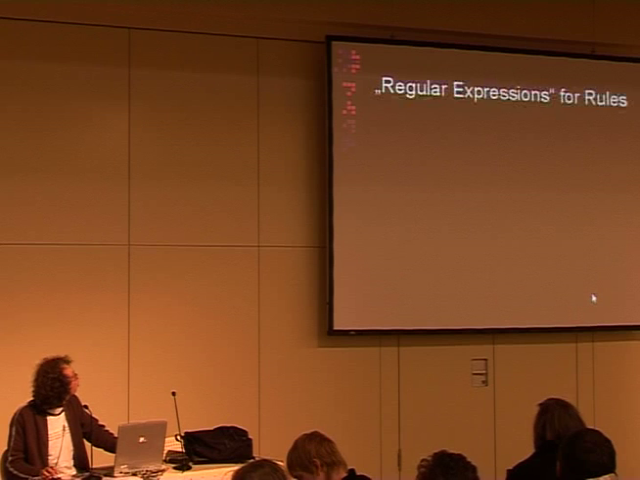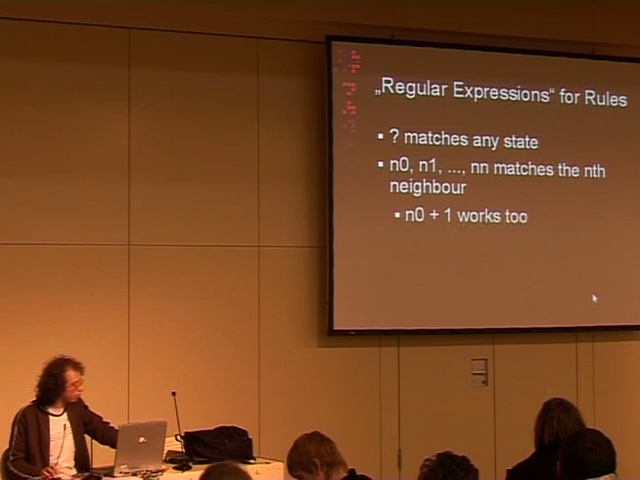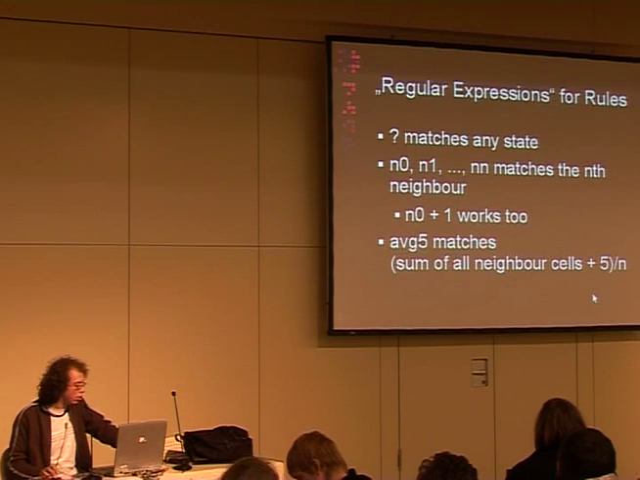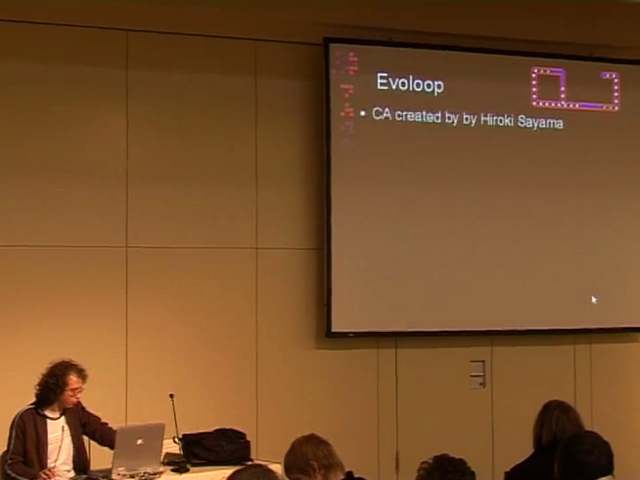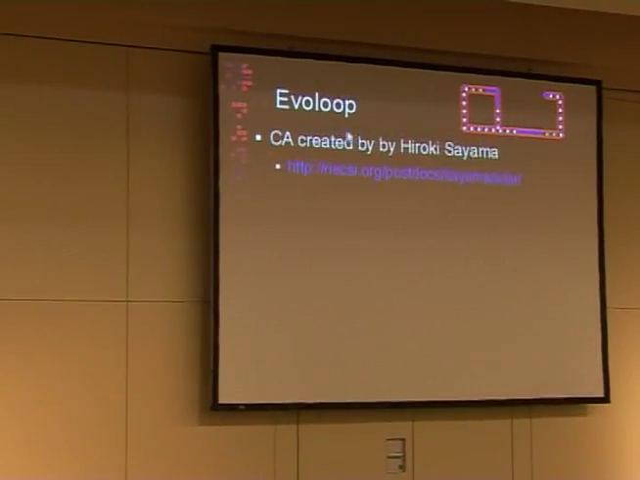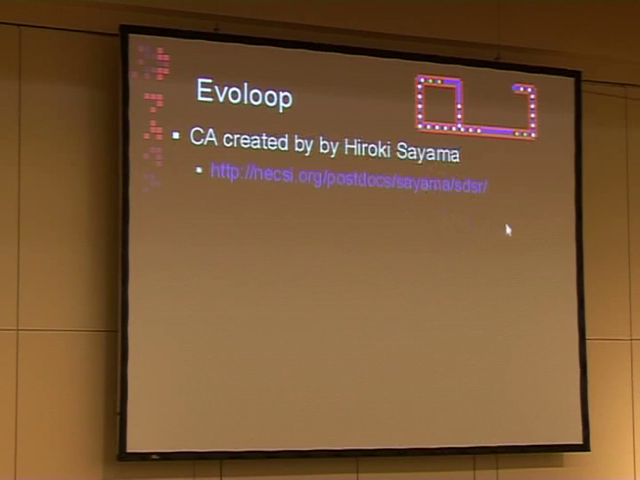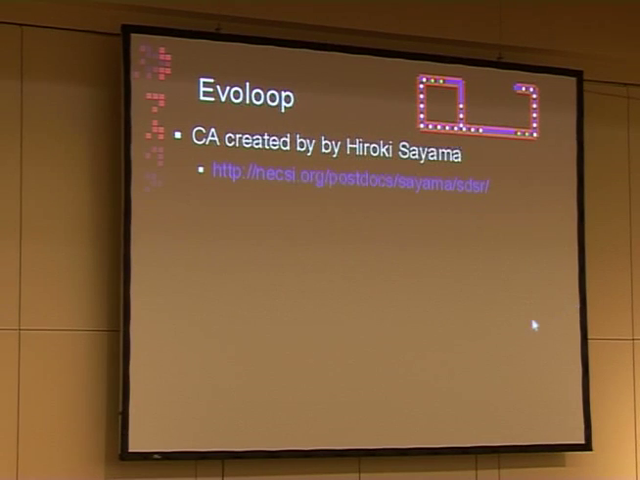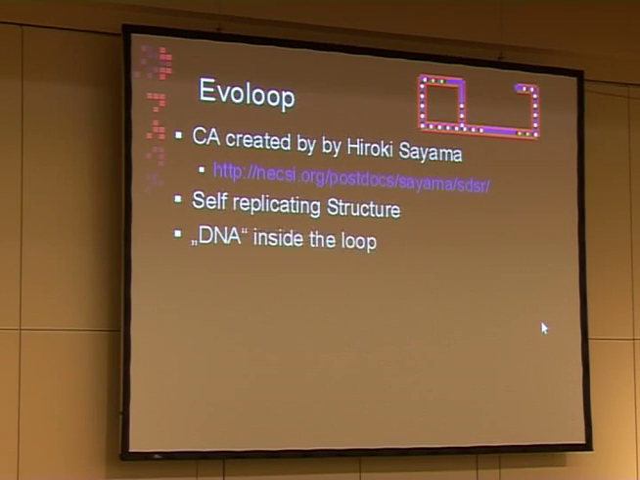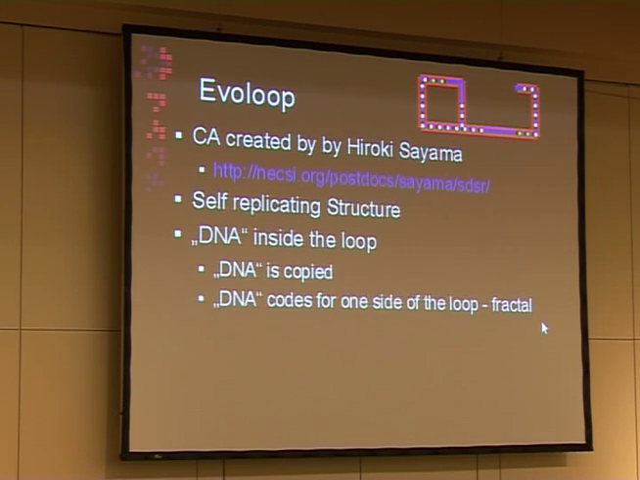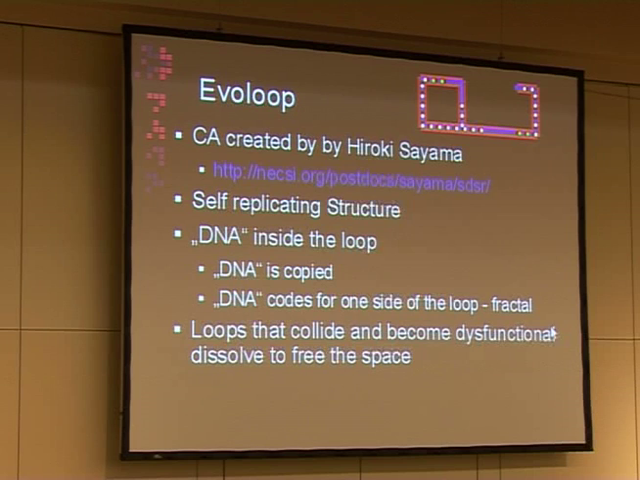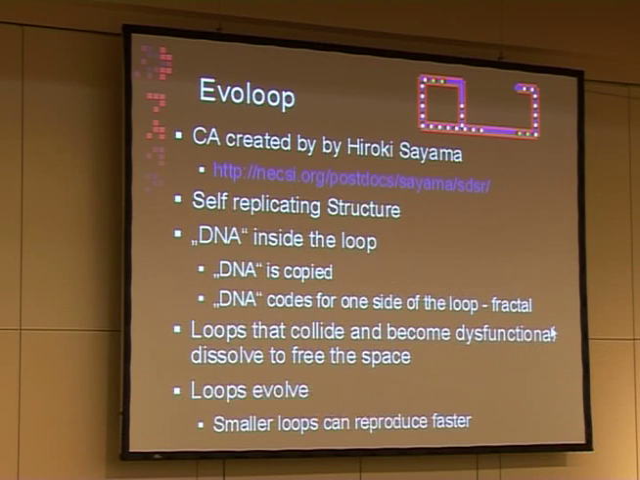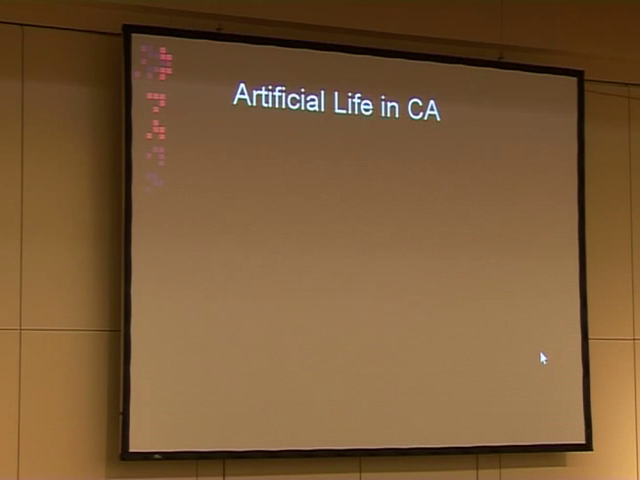This was the demo. I've told you about the Evo loop. If you're interested in it, go to this URL, and you'll find all the information about it. It is a self-replicating structure with DNA inside the loop. DNA is copied, we had this already, but I want to come back to the theme of artificial life in cellular automata.